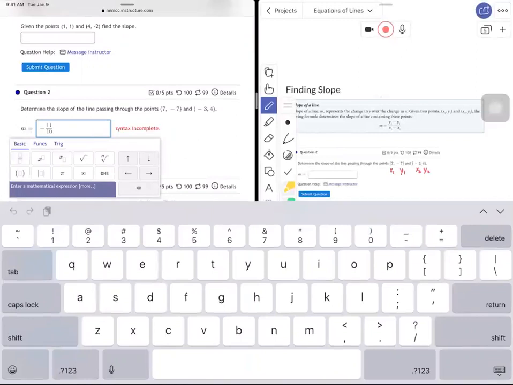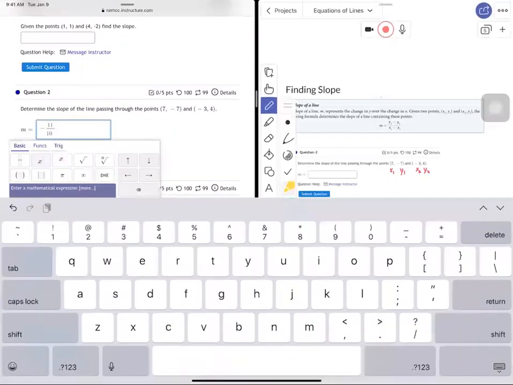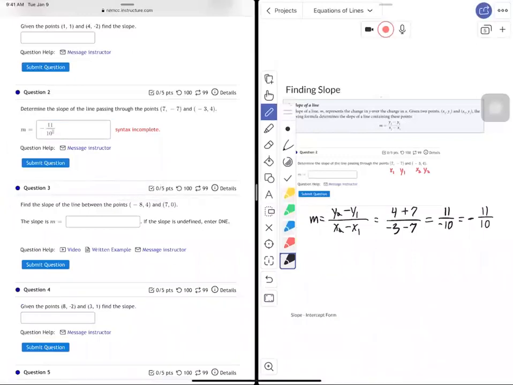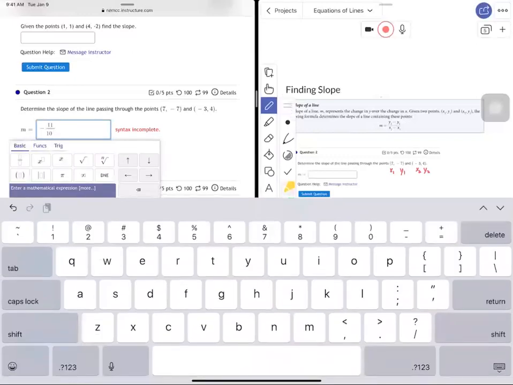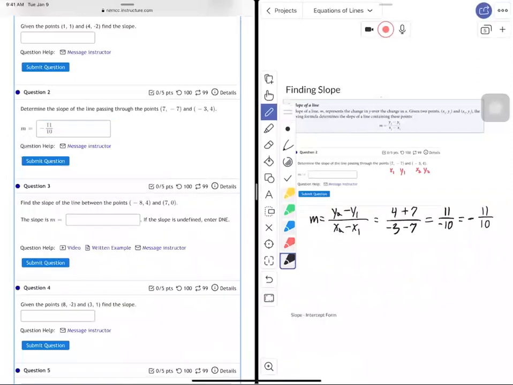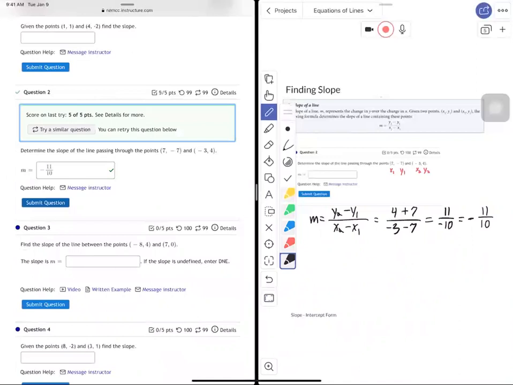-11 over 10. Oops. See what I was talking about, accidentally touching inside the box and getting extra stuff in there? I've put an extra exponent in. Okay. Now, there we go. It helps to get it in the right question box, okay?